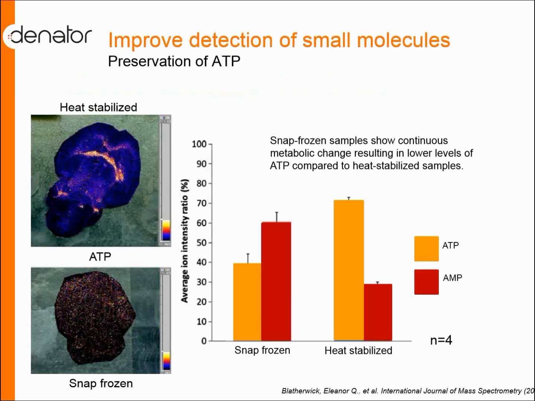We see here an image, a MALDI image. It's an axial section of a mouse brain, and it's been assayed for ATP, adenosine triphosphate. And we see in the heat-stabilized samples, we see areas where we have local higher densities, and overall it's possible to get a signal.